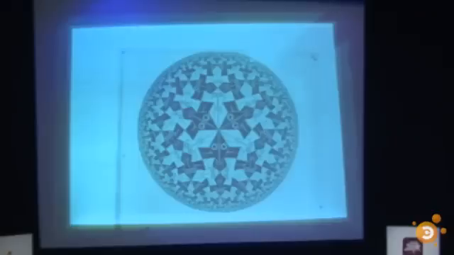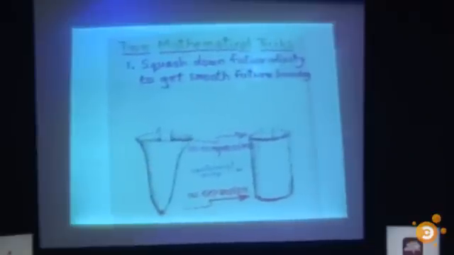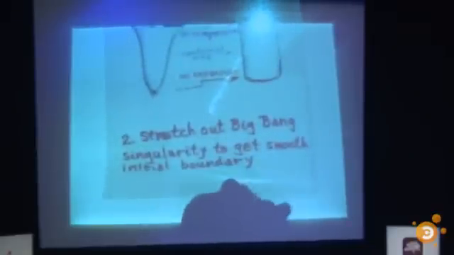So when I do this squashing here about infinity, I squash infinity down, it is the same sort of trick as is used here. So Beltrami used that trick in this picture. I'm using it to squash down infinity. Now, I'm using the trick in the opposite way to stretch out the Big Bang. So I'm doing two things.